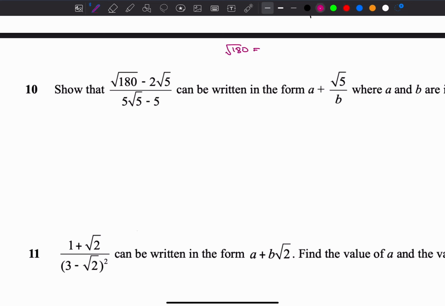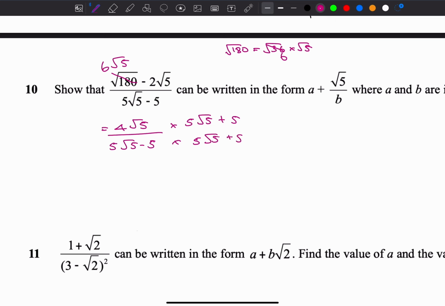What square numbers? Root 36 times root 5. Root 36 is 6. That's basically 6 root 5, take away 2 root 5 is 4 root 5 over 5 root 5 minus 5. How to rationalize it? Times it by 5 root 5 plus 5, and you multiply it here.